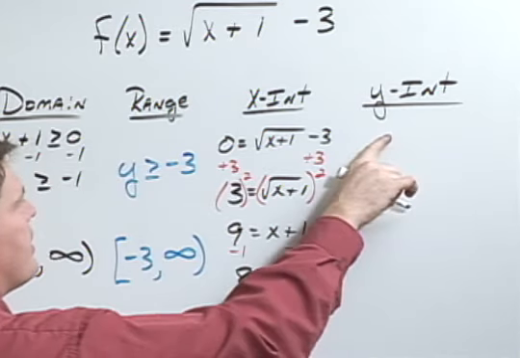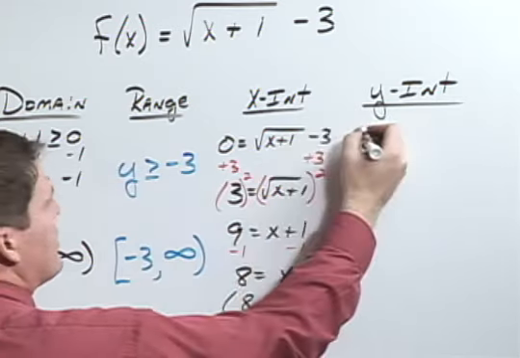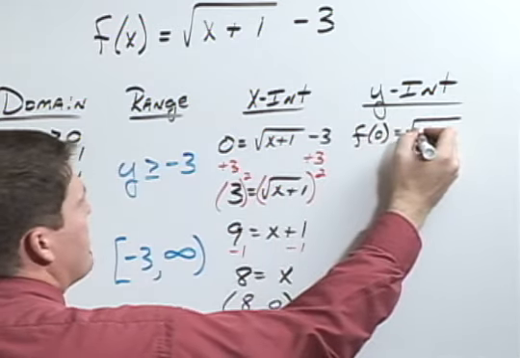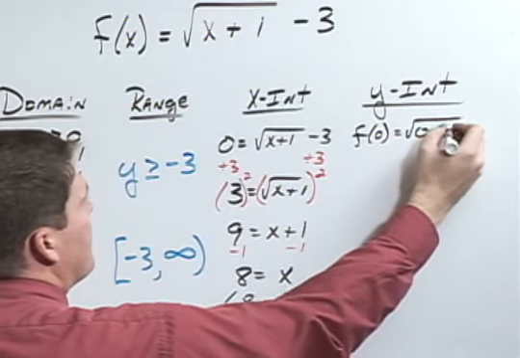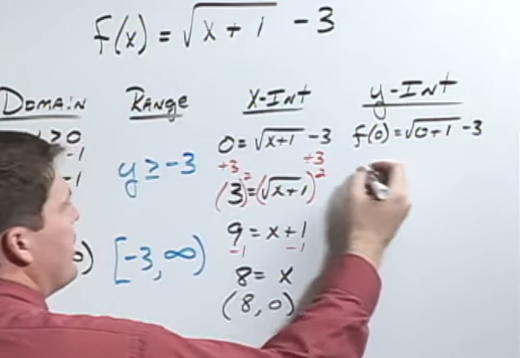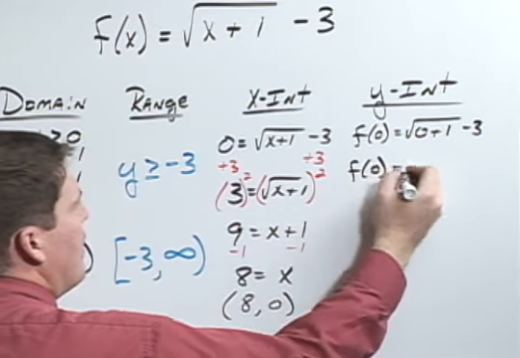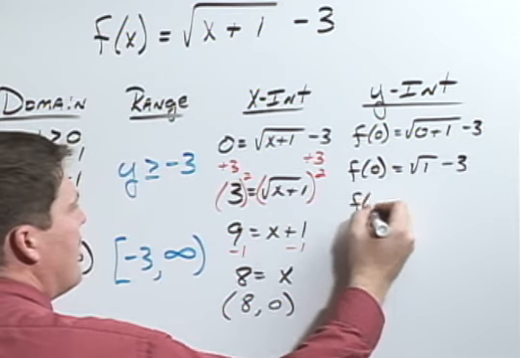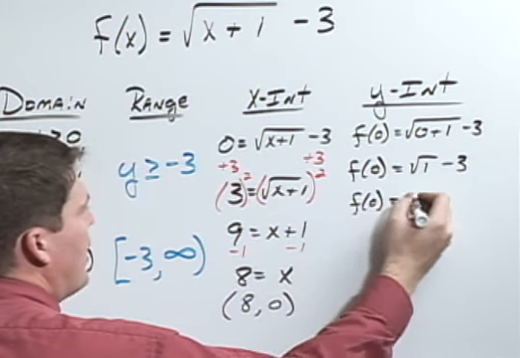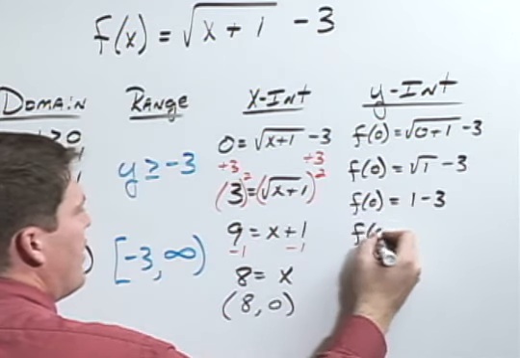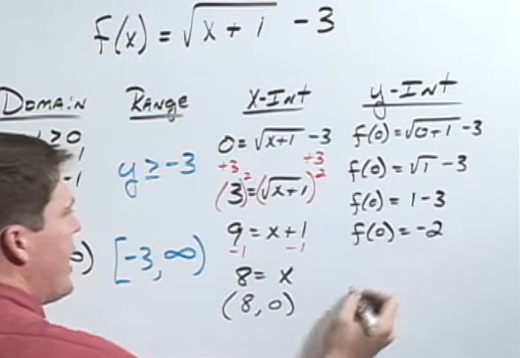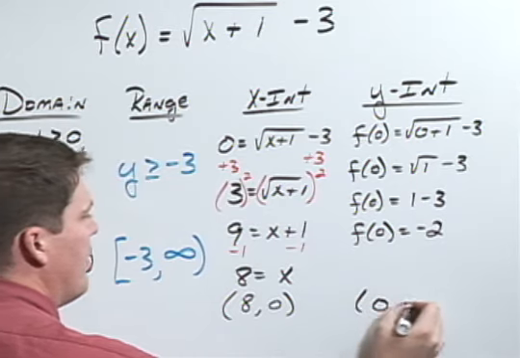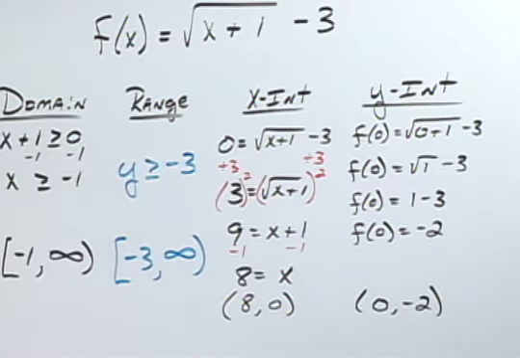For my y-intercept, let the x equal 0, or in other words, find f of 0. So in this case, it'll be the square root of 0 plus 1 minus 3. 0 plus 1 would be the square root of 1 minus 3. The square root of 1 is 1, minus 3, or simply negative 2. So my y-intercept will be at (0, negative 2).